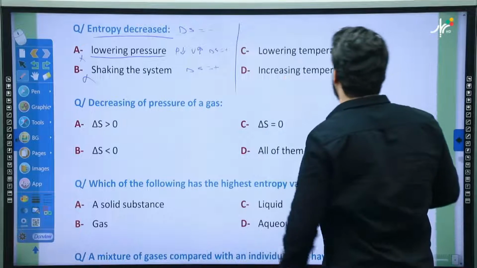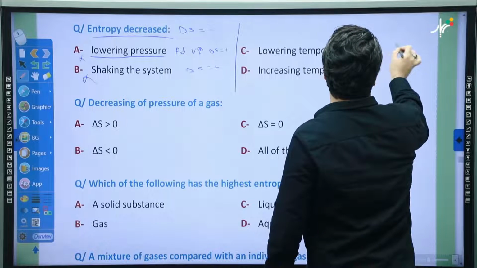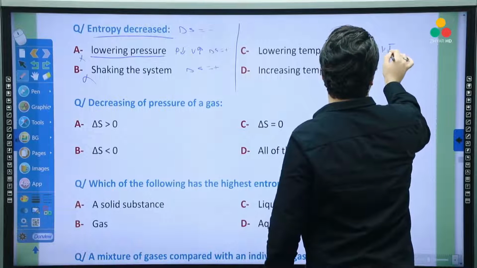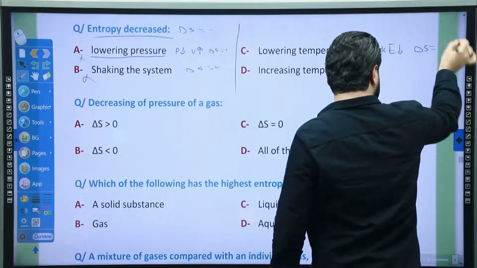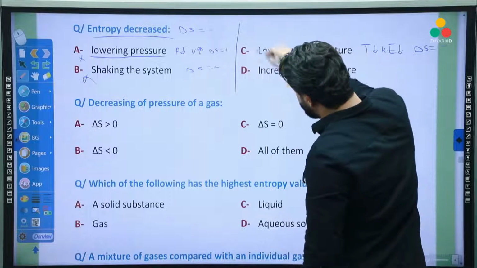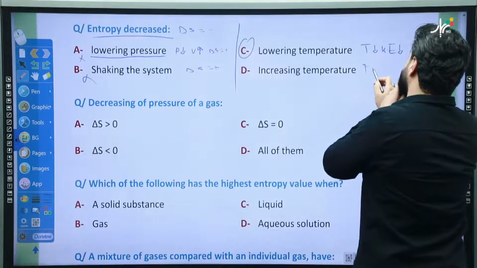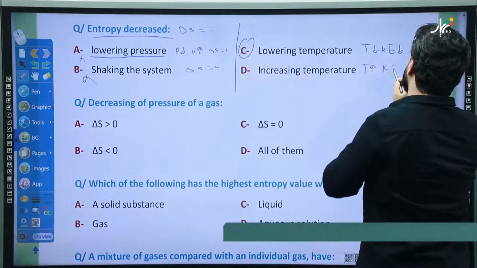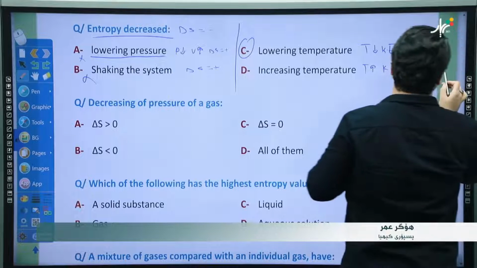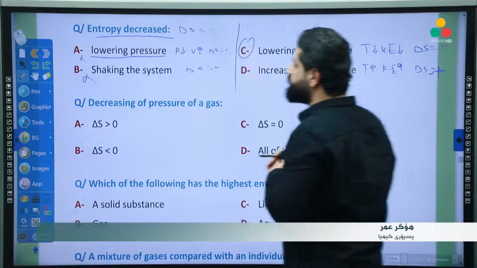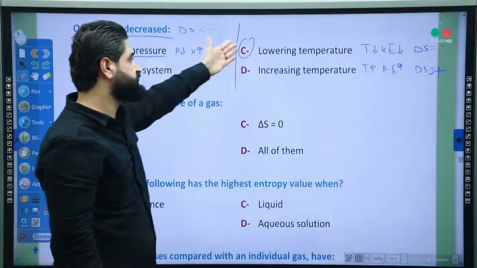Lowering the temperature. If we decrease the temperature, kinetic energy will decrease, then delta S will decrease too. So it's negative. Increasing temperature: if we increase the temperature, kinetic energy will increase, so delta S will increase. So now you tell me, which one is the right answer? Which one has a negative value of delta S? Of course, lowering the temperature.